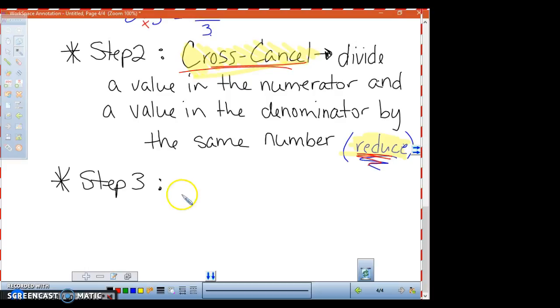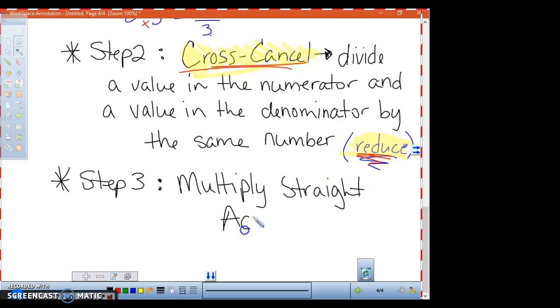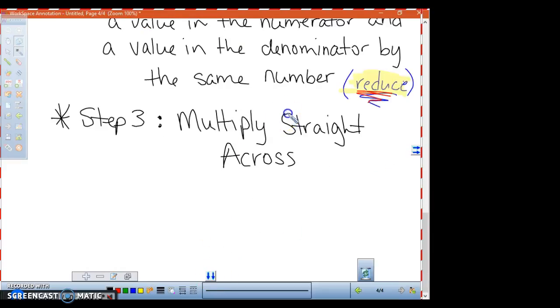Step 3. So we have them in fraction form. We reduced them as small as we can by looking at the numerators and denominators and seeing if we have a greatest common factor bigger than 1. And now we need to multiply straight across. Multiplying straight across.